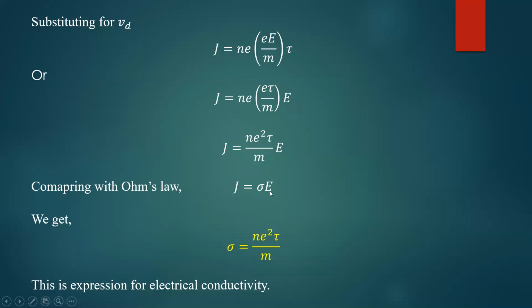Comparing with Ohm's law, J equal to sigma into E, what is sigma here? Sigma is n e square tau divided by m. So this is the expression for electrical conductivity. This is a simple derivation, but it is going to be a very important derivation in the free electron theory of metals. If you want to express sigma, you should apply this equation only. So this is the derivation.